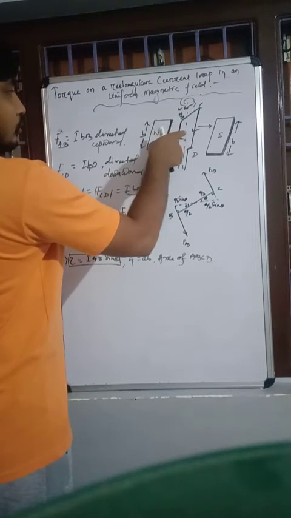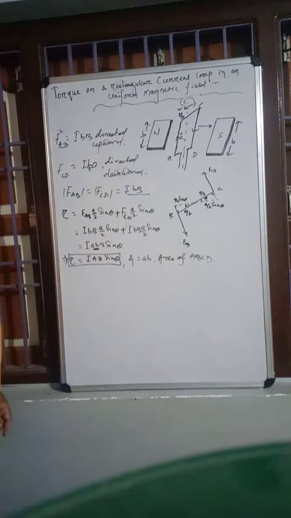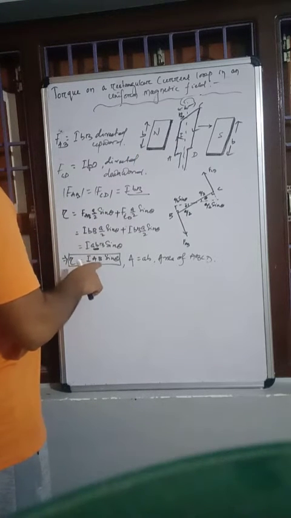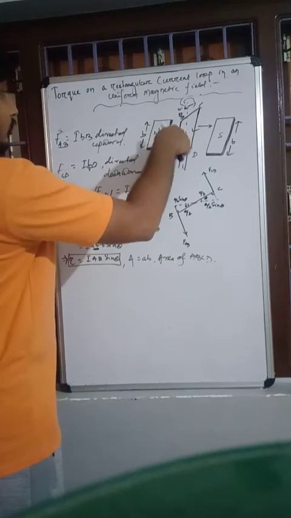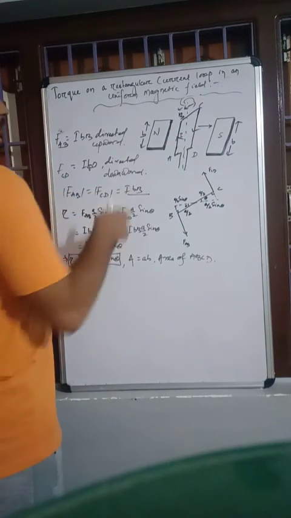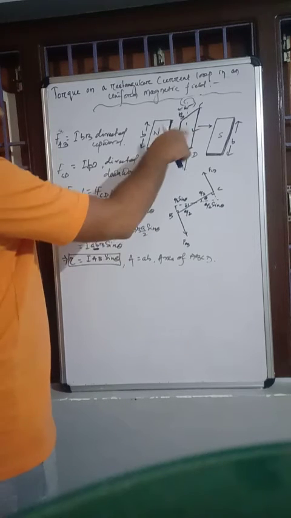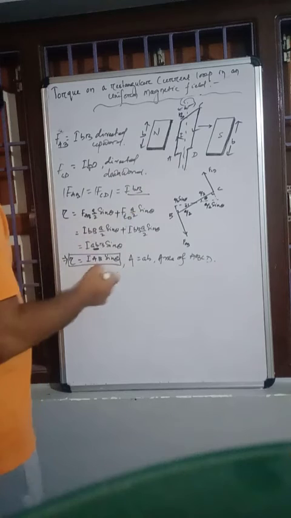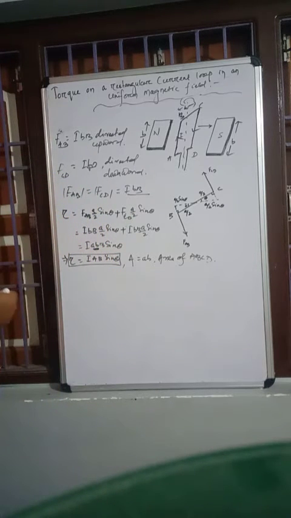So this will be the expression for the torque tau acting on the rectangular loop when the plane of the loop makes an angle theta with the direction of the magnetic field. In that case, the tau expression will be IAB sine theta. But if the plane of the loop is in the same direction as the magnetic field, making angle 0, then tau will be only IAB. In the previous case we have already derived that tau is IAB.